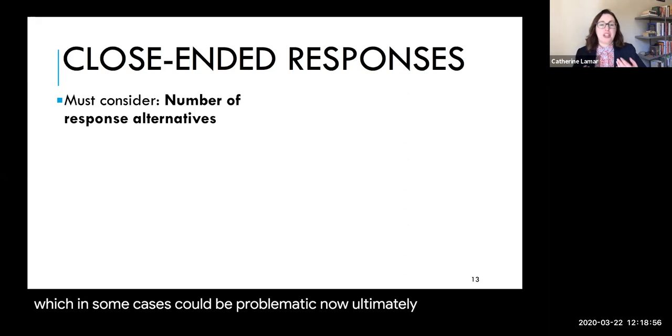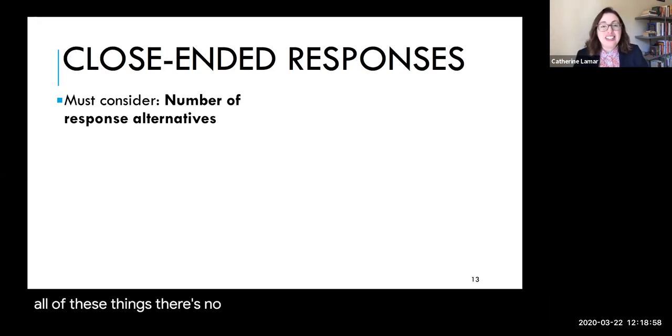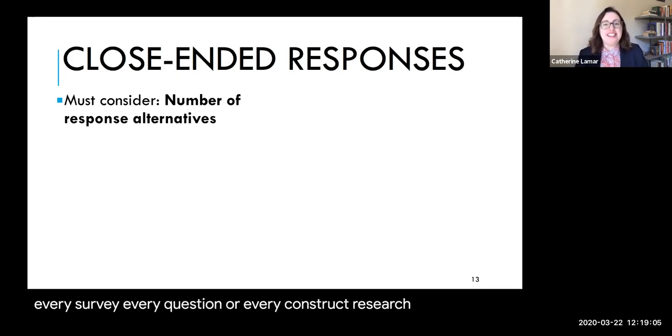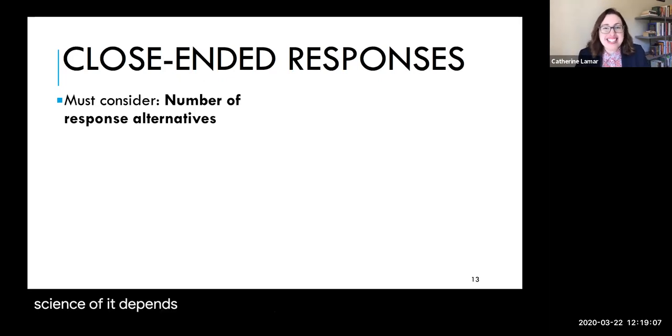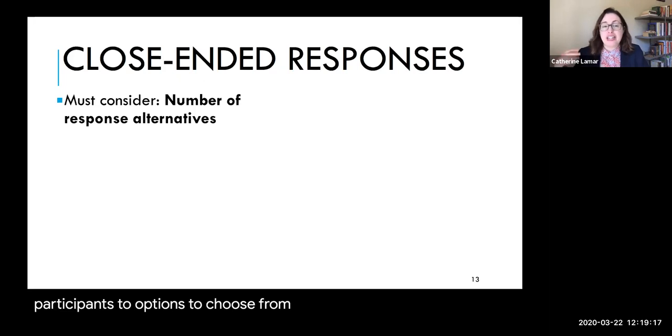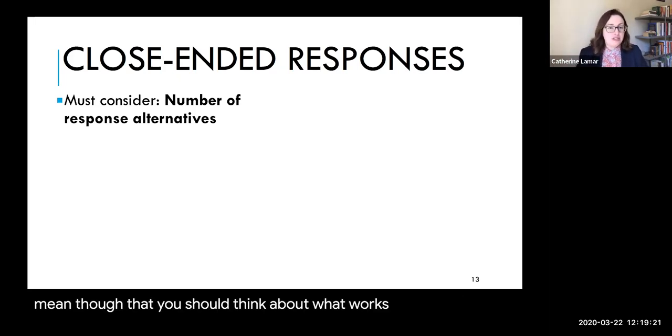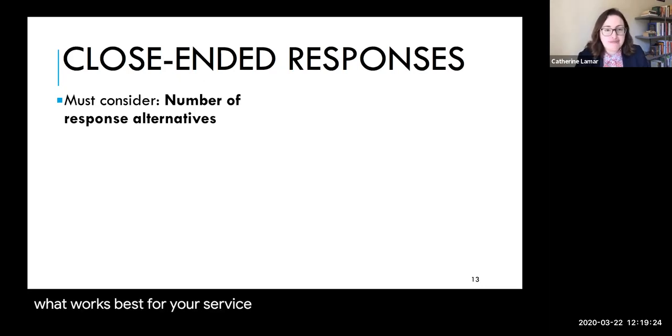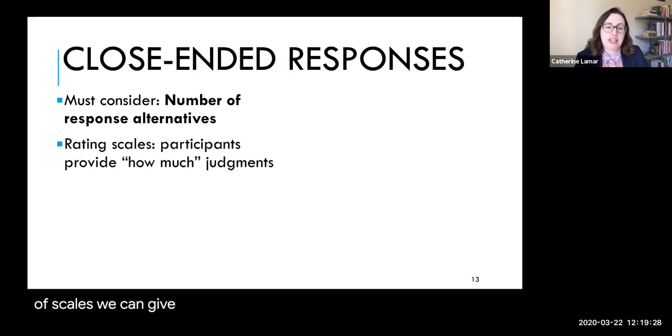Now, ultimately though, with all of these things, there's no clear right or wrong for every group, every survey, every question, or every construct. Research methods is a science of it depends. And so everything is contextually based. And that means that sometimes you might have a question where you only give participants 2 options to choose from. That doesn't mean it's bad. It does mean, though, that you should think about what works best for you and what works best for your survey. All right, now let's talk about these types of scales we can give participants.